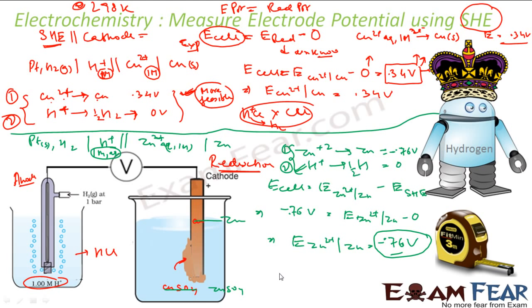So now if you compare, we have H+ ions, we have Cu2+ ions, we have Zn2+ ions. With these values we have seen that Cu2+ ions get reduced more easily than H+ ions, and H+ ions get reduced more easily than Zn2+ ions. Correct? And this is something which you can easily find using standard electrode potential.